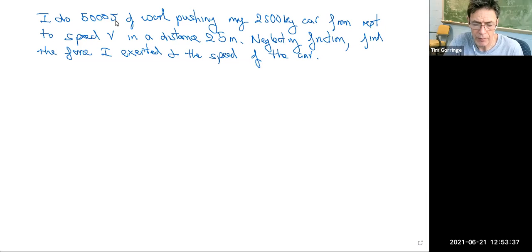I'm going to work a problem that involves work done, and more specifically involves the relationship between work done and force, and the relationship between work done and kinetic energy, change in kinetic energy. So in this problem, I'm imagining I've done this, pushing my car from rest to some speed.